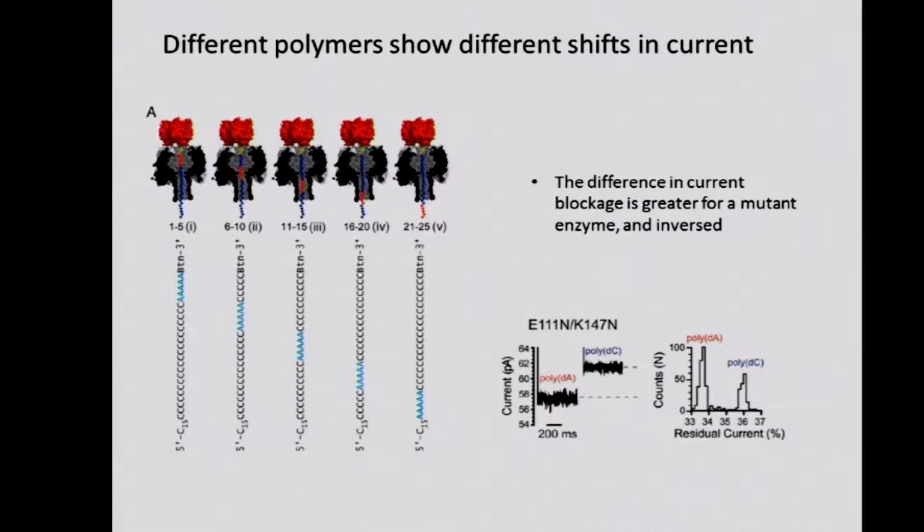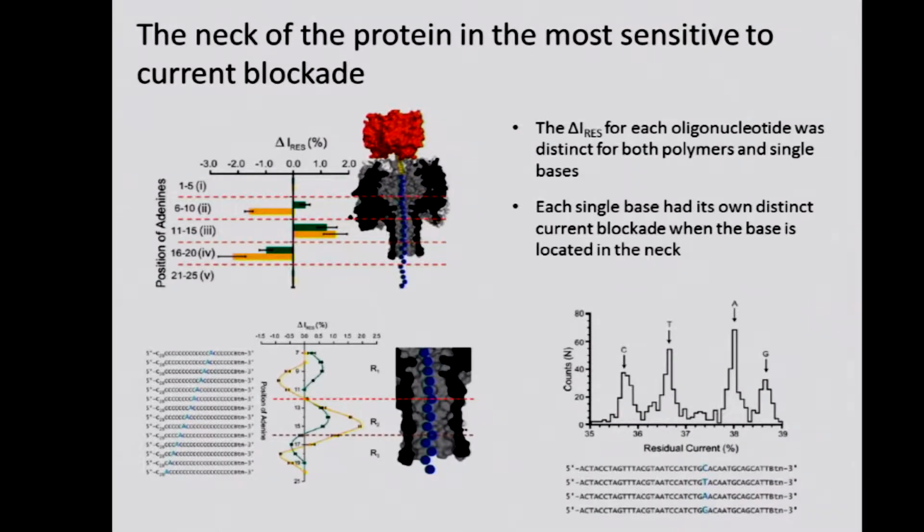The differences between poly A and poly C not only are flipped from wild type, but they're also easier to distinguish between. So changing some things on the molecular level of the protein can also facilitate the ability of these proteins to distinguish between nucleotides. They are also able to see that different portions of the pore here have different ability to detect the polynucleotides. In fact, the most sensitive region is right here.